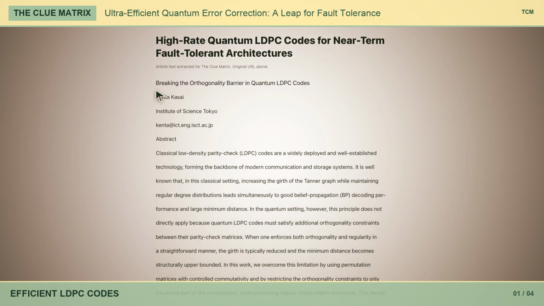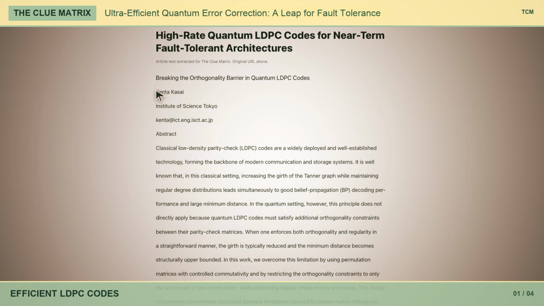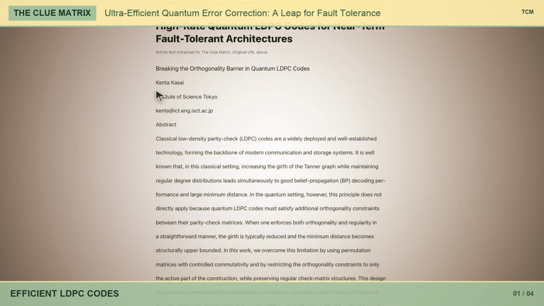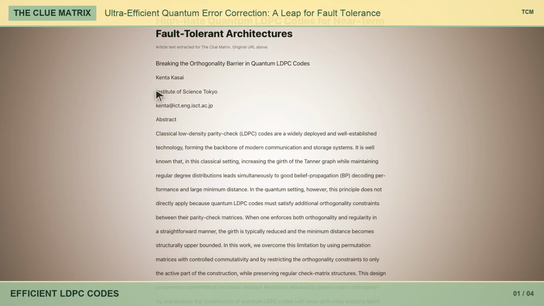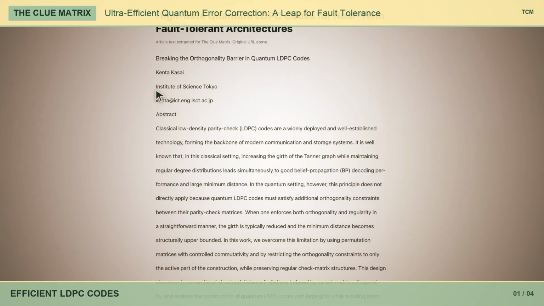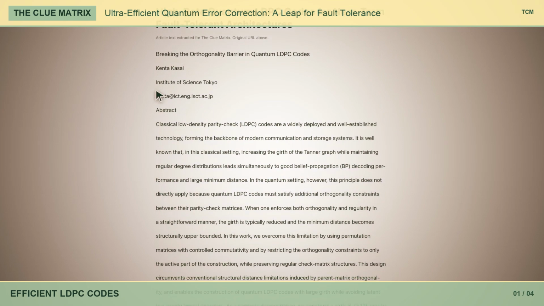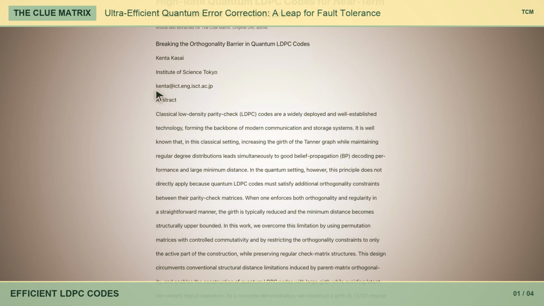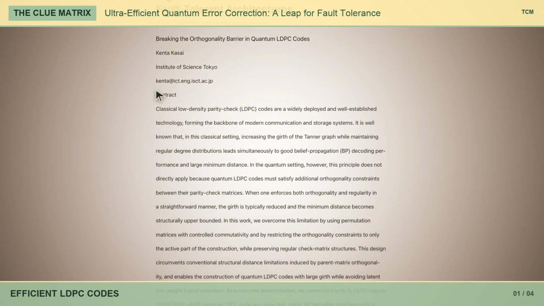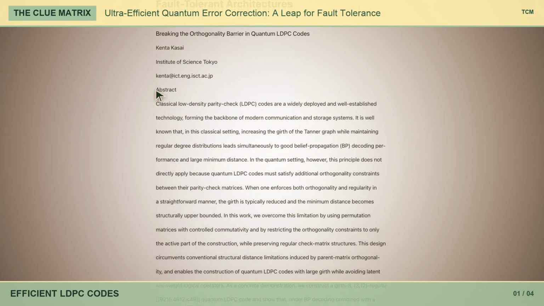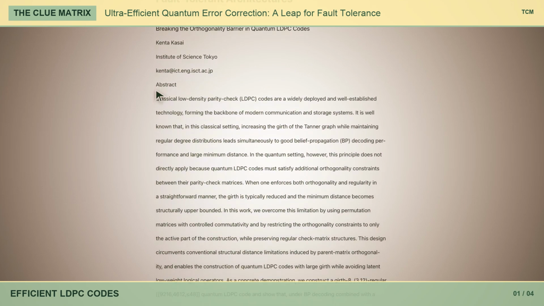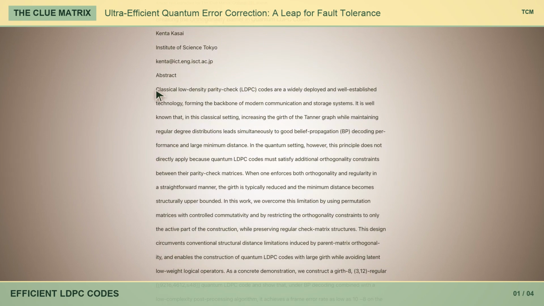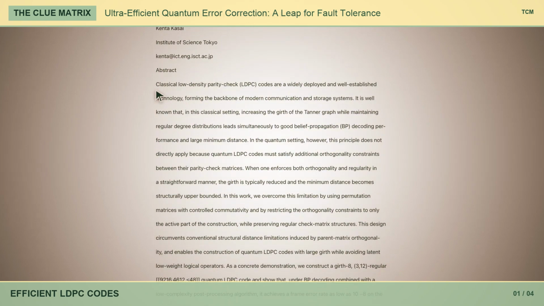Orthogonality constraints. That sounds like a fancy term for things getting in the way. What specifically do these constraints do to quantum LDPC codes that make them so difficult to design? In essence, these constraints, like the HX-HZT equals 0 condition, prevent quantum LDPC codes from easily achieving a large girth, which is critical for good decoding performance and a strong minimum distance. It fundamentally limits their error-correcting capability if not handled carefully.